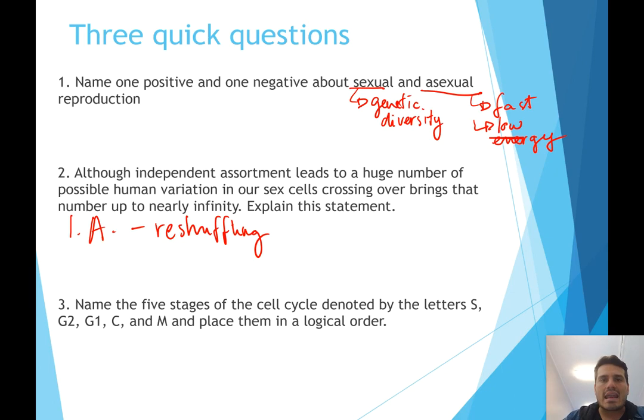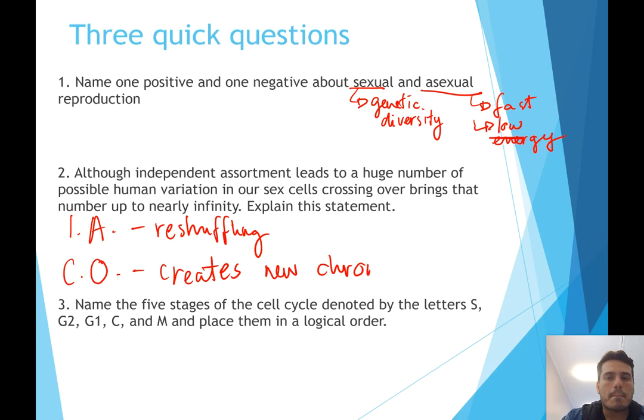But if you actually did that 100,000 times, you'd eventually get to an order that you've gotten already. Okay, and that's how independent assortment works. We have 23 pairs of chromosomes that can be decided which order they go in completely randomly by independent assortment, but we're always going to just be able to use what's available to us. Crossing over, on the other hand, actually creates new chromosomal variations. So we're going to get new types of chromosomes from crossing over.